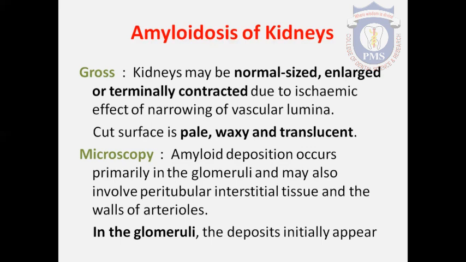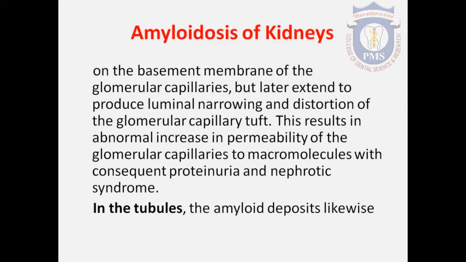In the glomeruli, the deposits initially appear on the basement membrane of the glomerular capillaries, but later extend to produce luminal narrowing and distortion of the glomerular capillary tuft. This results in abnormal increase in permeability of the glomerular capillaries to macromolecules with consequent proteinuria and nephrotic syndrome.